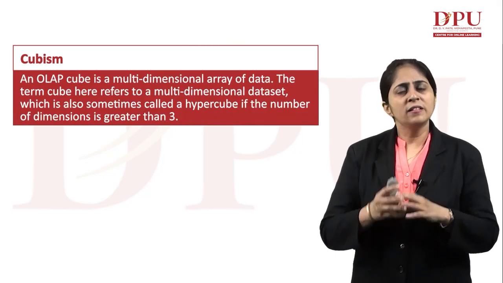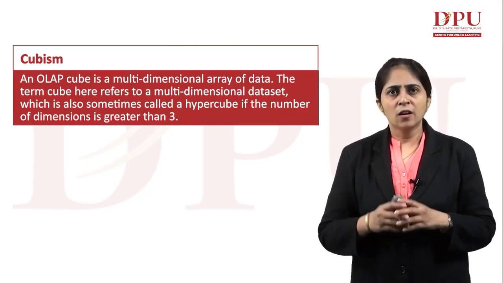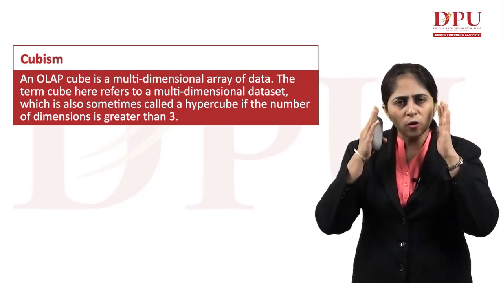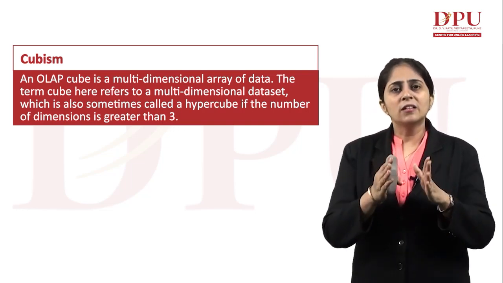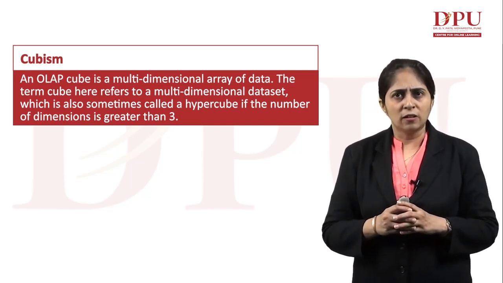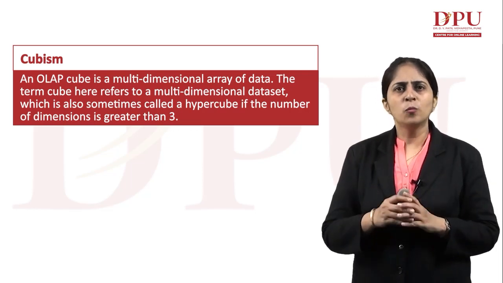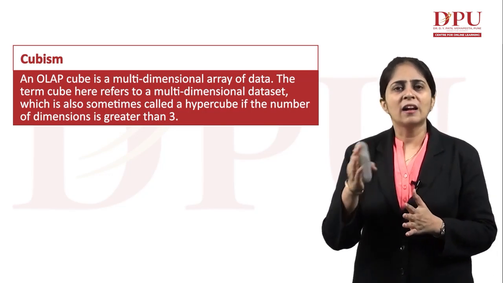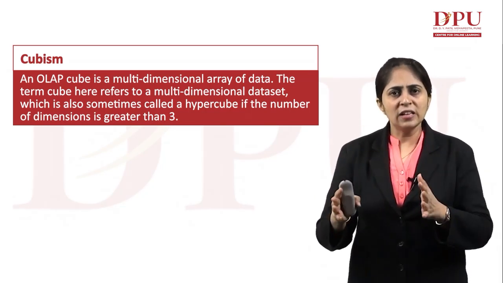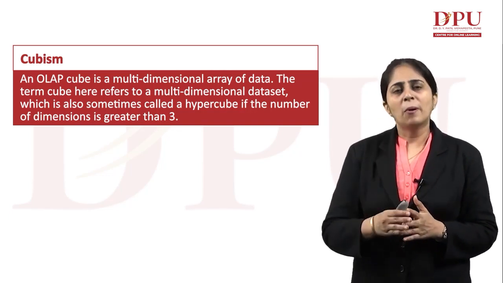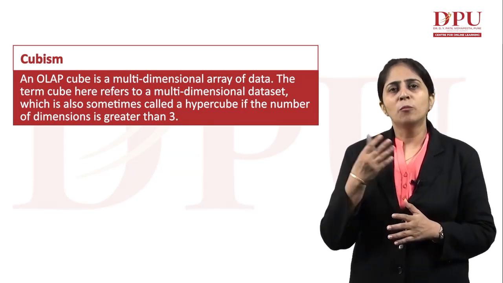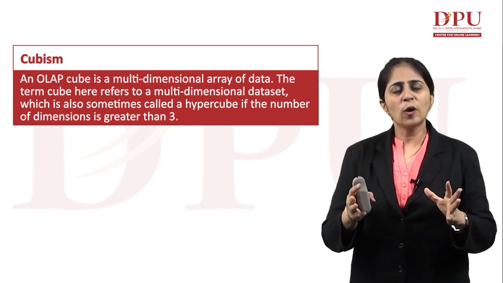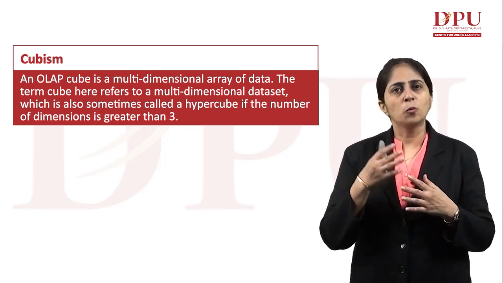Now, understanding the term cube. Our OLAP cube is a multi-dimensional array of data. OLAP is a computer-based technique for analyzing data to look for insight. The term cube that we are referring to here is a multi-dimensional data set which we can also call a hypercube if the number of dimensions is greater than 3. In a cube we see a 3D architecture, but if we require more dimensions, then we can call it a hypercube. Hypercube is another term related to our cube.